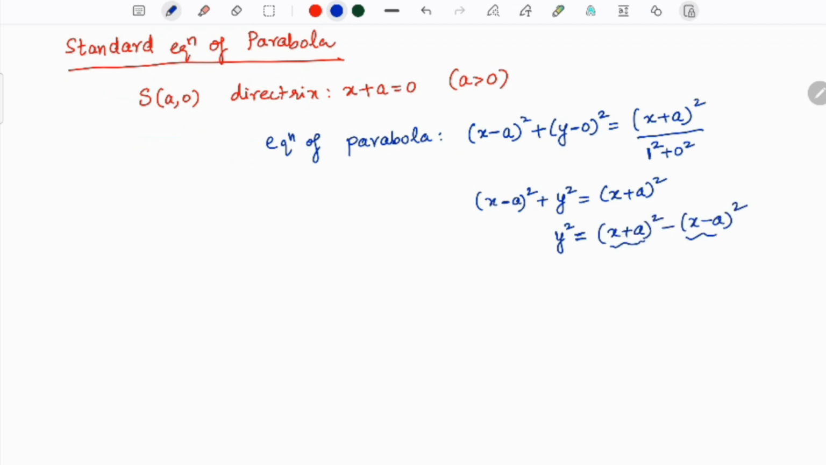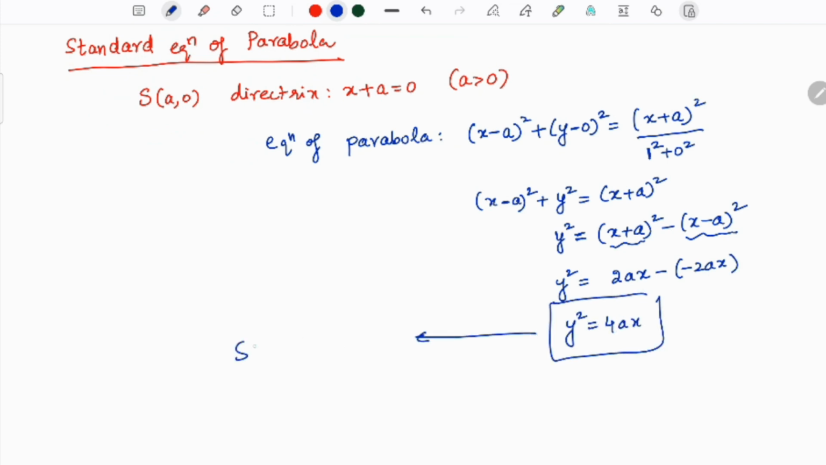Expand this: x square, a square. Here also x square, a square will come. They get cancelled. So y square is equal to 2ax plus 2ax, which is 4ax. So what is the equation? y square is equal to 4ax. So this we are calling the standard equation of parabola.